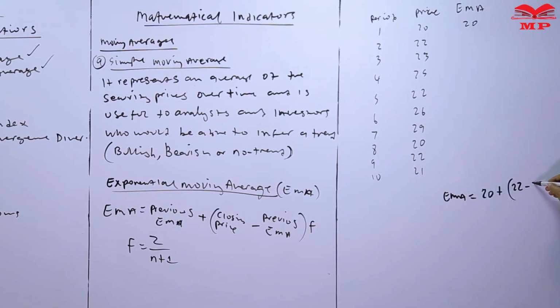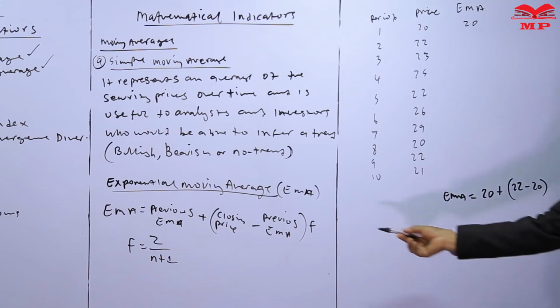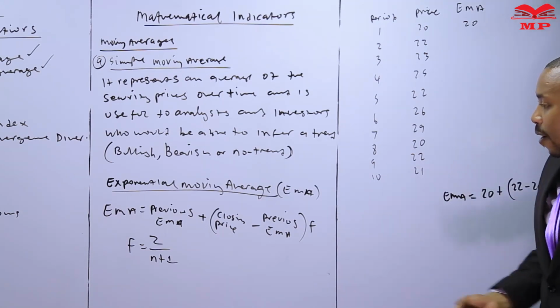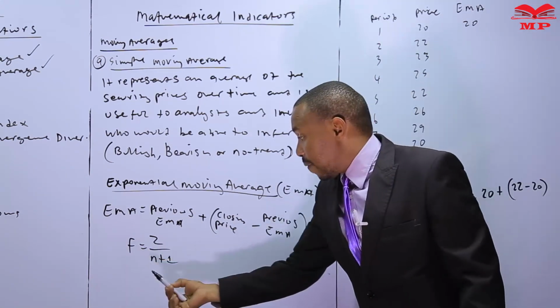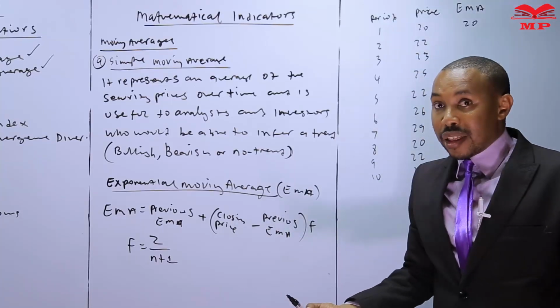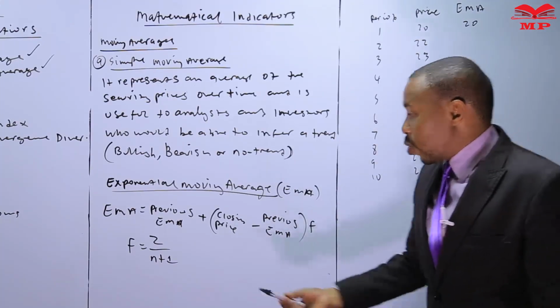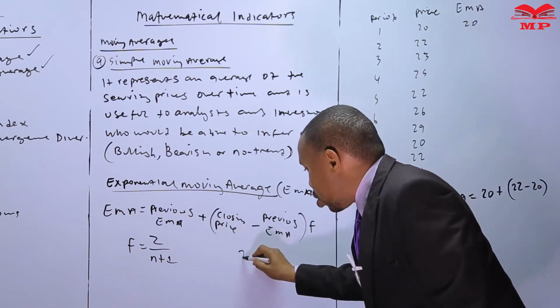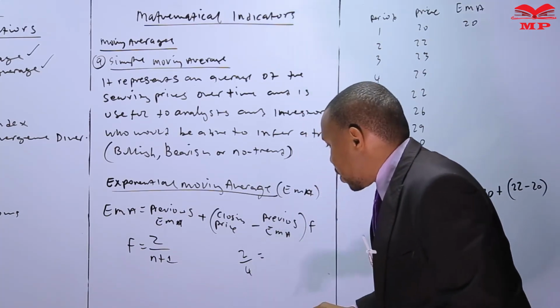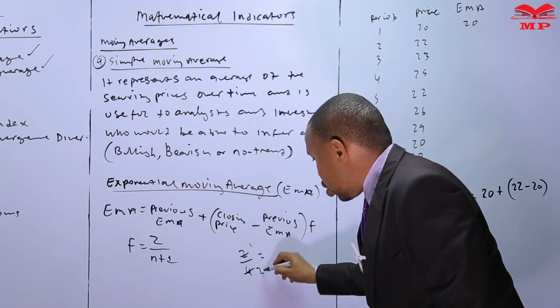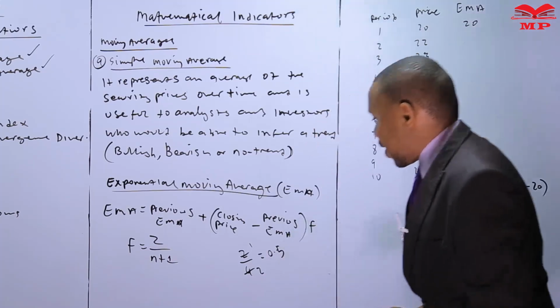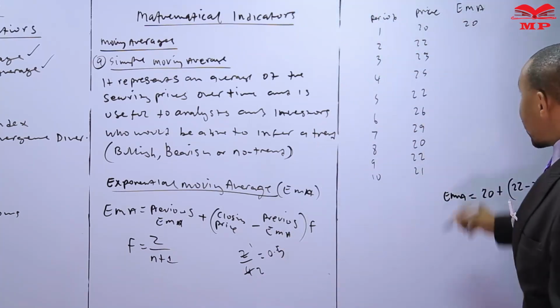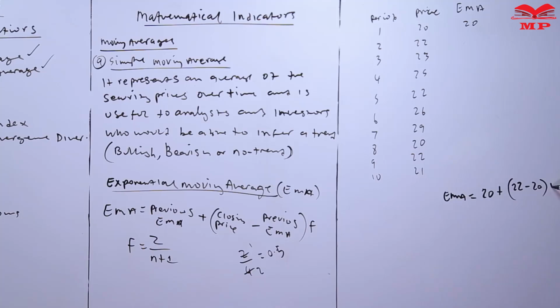The previous EMA is 20, like that. And then the component f, the constant f, is considered. We are going to consider a 3-day moving average, so f is 2 divided by 3 plus 1, which is 2 divided by 4, which is 0.5. That is how we compute the f over here. So the f we can say is 0.5.